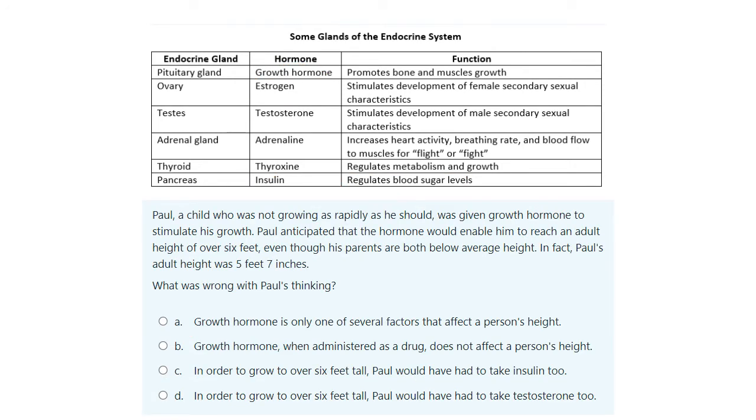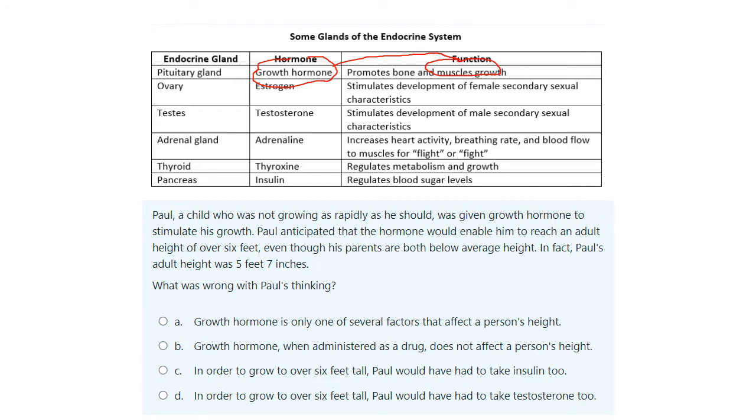Paul, a child who was not growing as rapidly as he should, was given growth hormone to stimulate his growth. That makes sense. Growth hormone helps to grow. Paul anticipated that the hormone would enable him to reach an adult height of over 6 feet, even though his parents are both below the average height. In fact, Paul's adult height was 5 feet 7 inches. What was wrong with Paul's thinking?